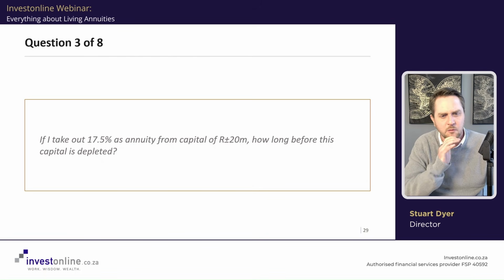We ran a few different models. It was anywhere around 42 to 45 years. 43 years was the consensus. So it's quite interesting that if you want to try to draw down your annuity as fast as possible, it's not something that's easy to do quickly.